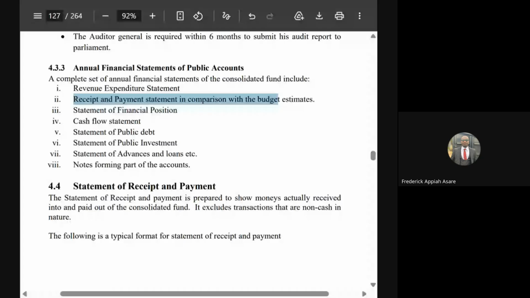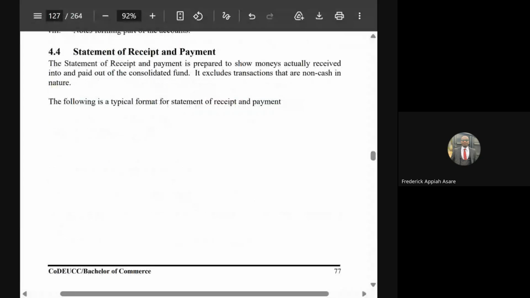Now, statement of receipt and payment. The statement of receipt and payment is prepared to show money actually received into and paid out of the consolidated fund. So receipt and payment doesn't use the accrual basis. Any money that you receive in a consolidated fund, you record it under revenue, and any money that you pay out from the consolidated fund, you record as payment. It excludes transactions that are non-cash in nature. So it's only cash that comes in; if the cash doesn't come in, you can't record it there.